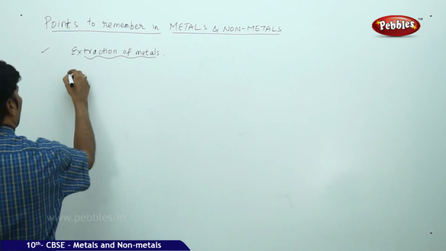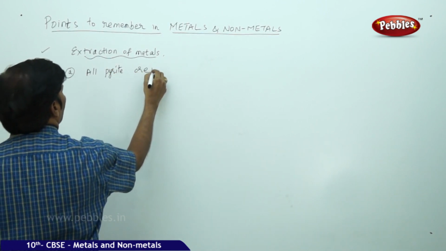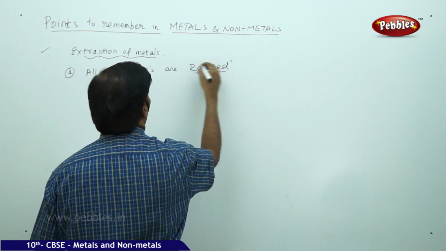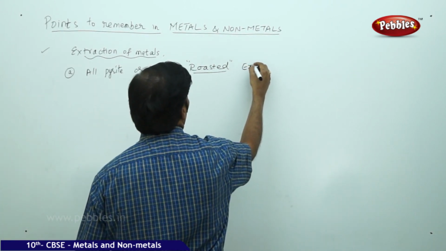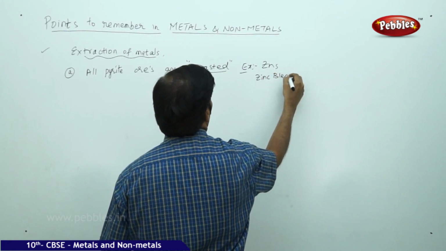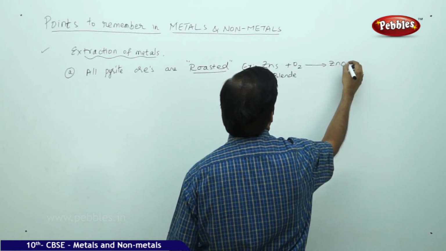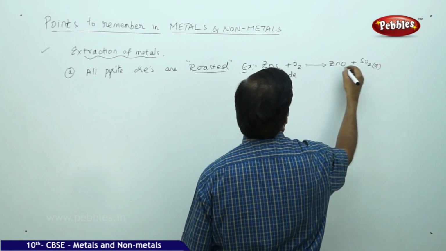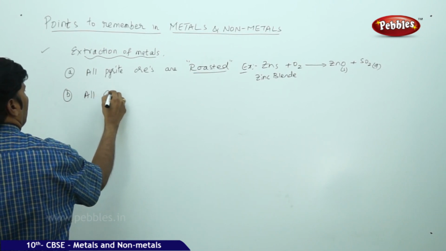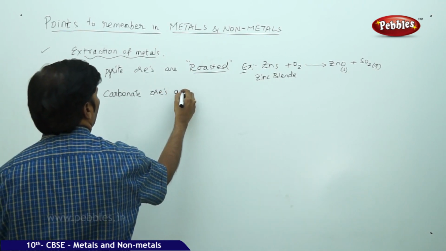So the continuation here in the points to remember, in the extraction of metals: all pyrite ores are roasted. Example: zinc sulfide, zinc blende. When treated with oxygen, it forms zinc oxide plus sulfur dioxide gas. Then all carbonate ores are calcinated.